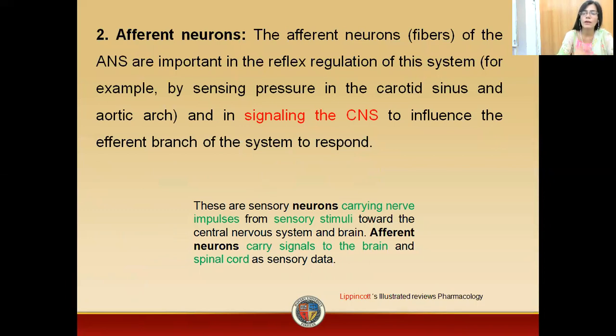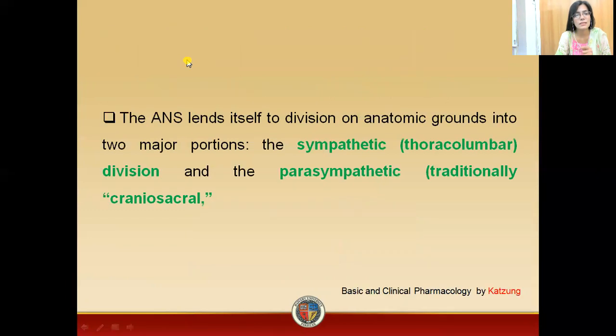Now, what are the afferent neurons? As we discussed in our previous lecture, afferent neurons are those neurons which carry signals to the brain and spinal cord. So afferent neurons act as a signal, giving signals to the CNS.